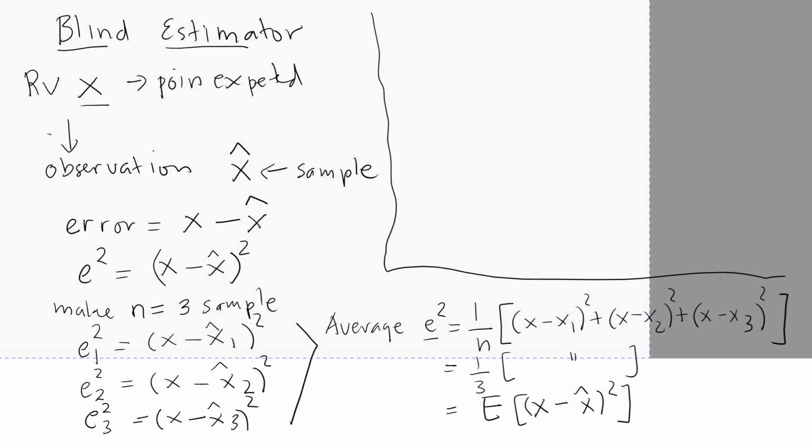So in this case, the error powered by 2, or error square, we can expand and write x squared minus 2x x bar plus x bar powered by 2, and then the average here. And then you remember how to minimize the error.